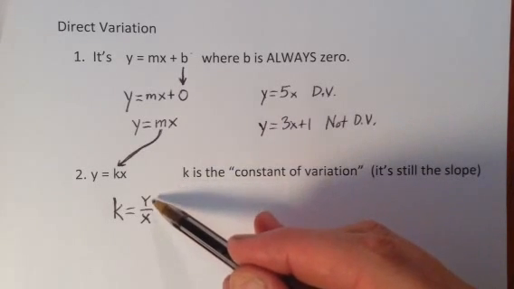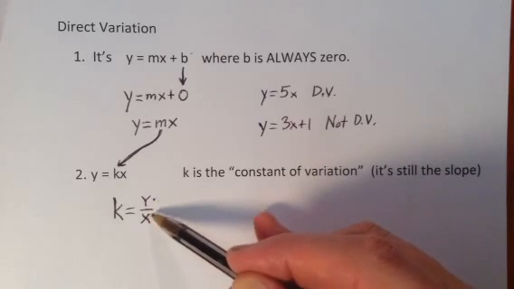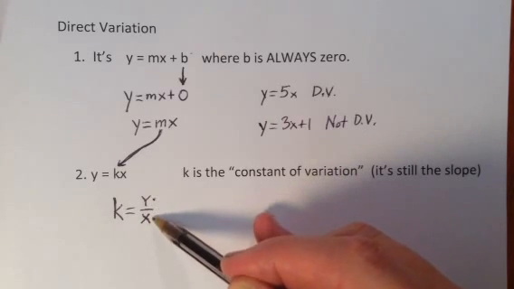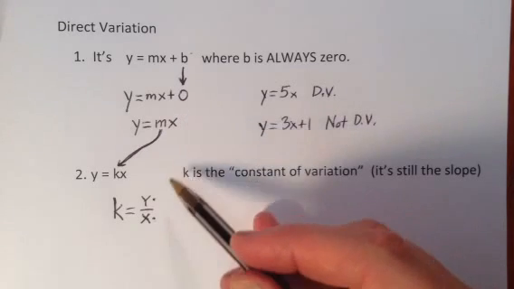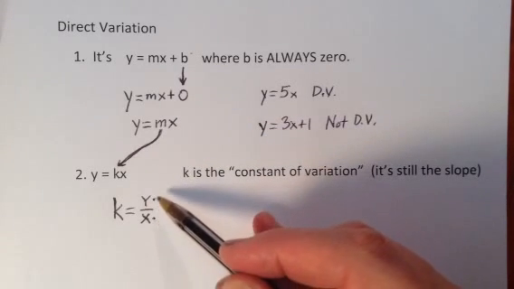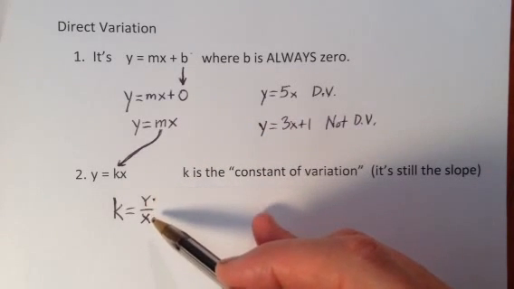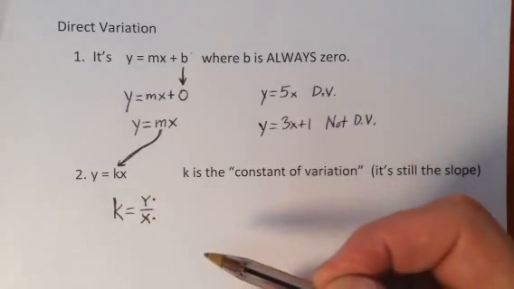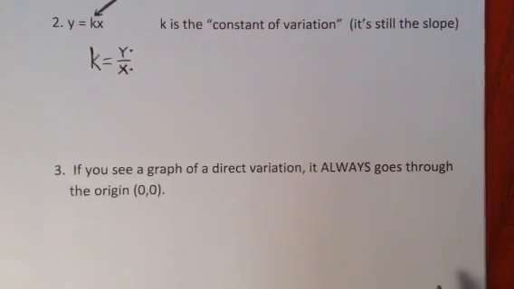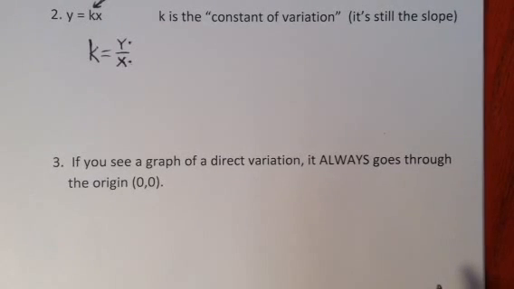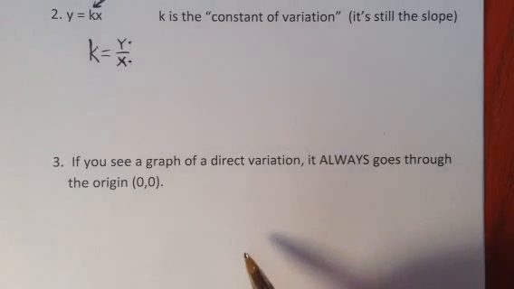So this is actually a rise over run. This is a change in y over change in x. The only difference is that we're going through the origin. We don't have to do any subtraction. It's just plain old y over plain old x, and that's going to give you your constant of variation. All right? Third thing I want you to remember, third thing I want you to put in your notes. If you see a graph of a direct variation, it always goes through the origin. That kind of ties in with the first one.